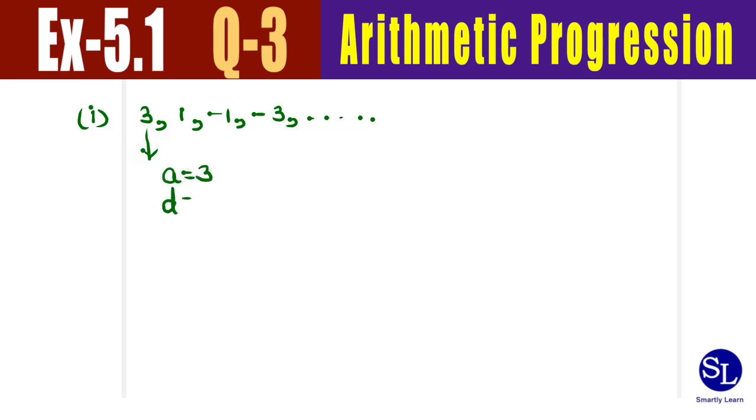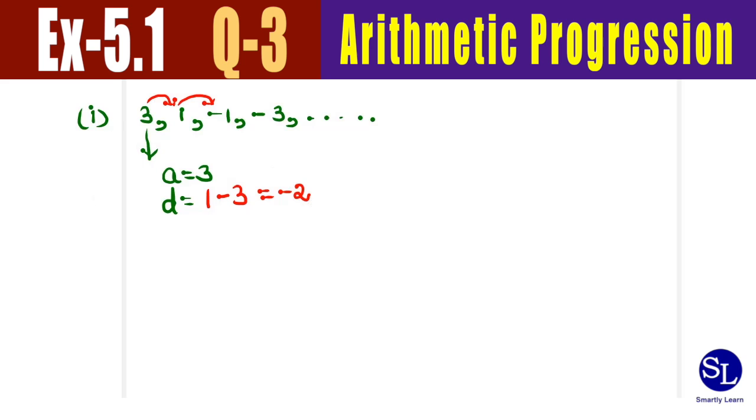Now in order to find the common difference, subtract the first term from the second term. Whichever works, because it is a common difference, you can do any of the subtractions. So in this case, 1 minus 3, which is equal to minus 2. So a is equal to 3 and d is equal to minus 2.